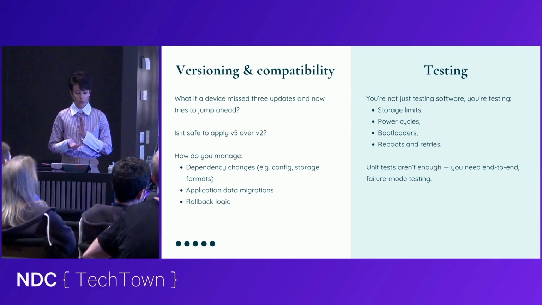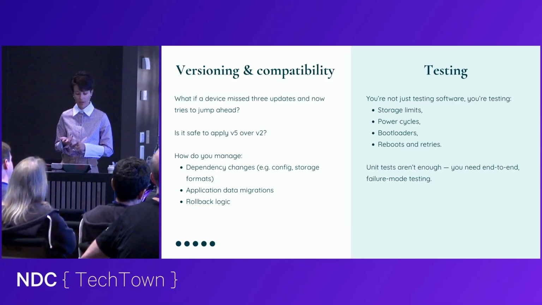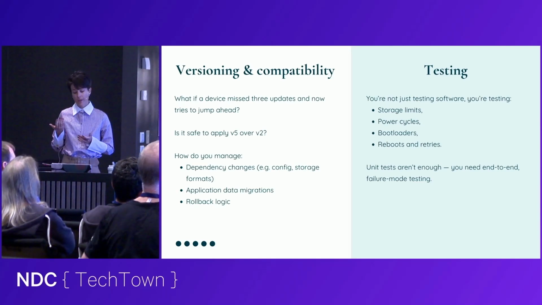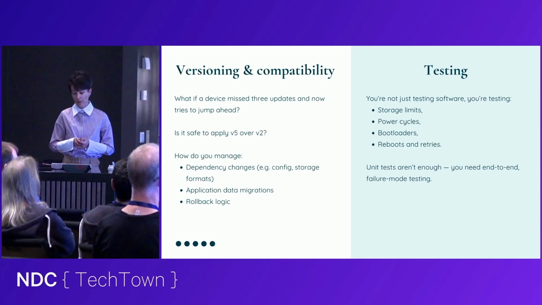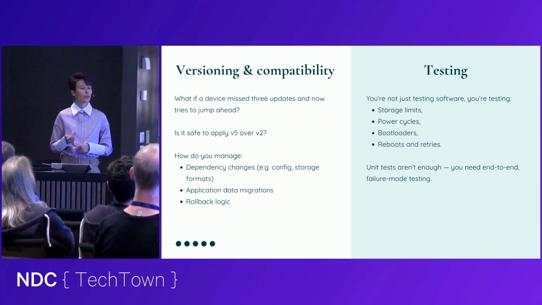Okay, versioning and compatibility. What if a device missed 3 updates and now tries to jump ahead? Is it safe to apply, for example, version 5 over version 2? Also, you need to think about how you manage dependency changes, application data migrations, or rollback logic. When it comes to testing, this is something that's greatly more complicated for embedded devices, because you're not just testing software, you're testing storage limits, bootloaders, rollback logic, power cycles, so many things which cannot be tested with a simple unit test.